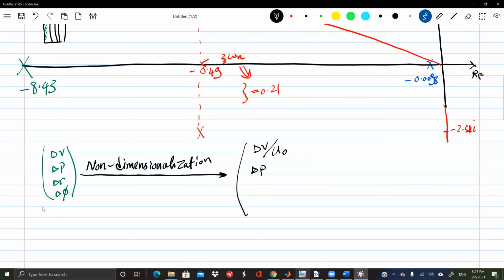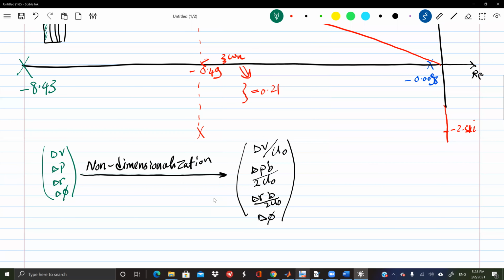Delta P, we're going to non-dimensionalize as usual. If we divide by U naught, I need to multiply by a length, and the lateral reference length is b over 2, as you guys remember. R is the same. So this is b over 2U naught. And delta phi is already non-dimensional. It's an angle. It has a unit, but it doesn't have dimension.